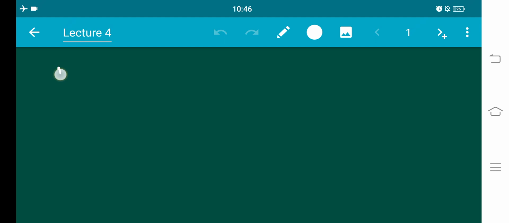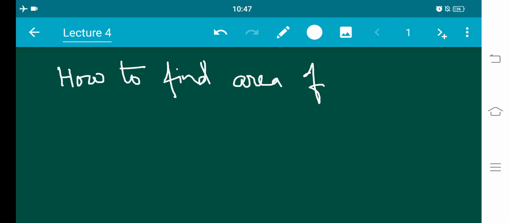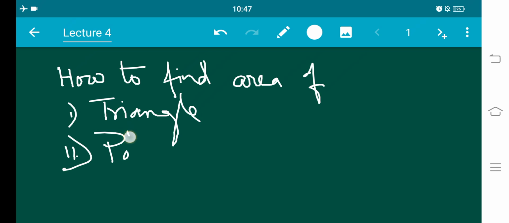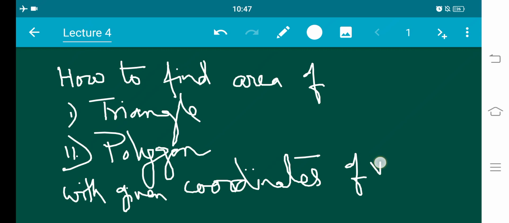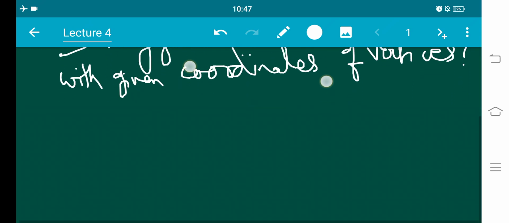So the question is: how to find the area of a triangle, or you can say polygon, with given coordinates of vertices. Okay, so when you know the coordinates of the vertices, how do you find the area of a triangle or polygon?